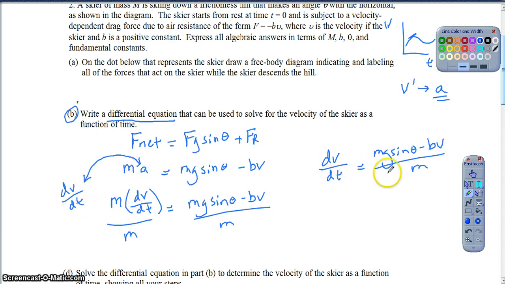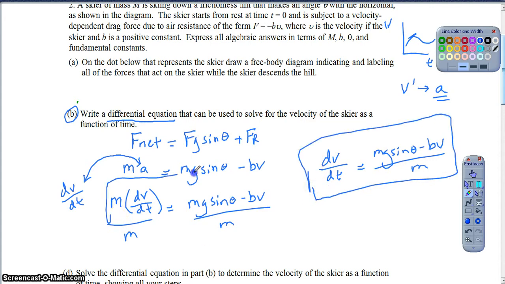Okay, so notice for part B they say set it up, but we do not actually have to solve it. They just say that can be used to solve for that velocity as a function of time. So this is actually my answer for part B, and you probably could have stopped here and that would have been perfectly fine too. But either one of those are my answer for part B.